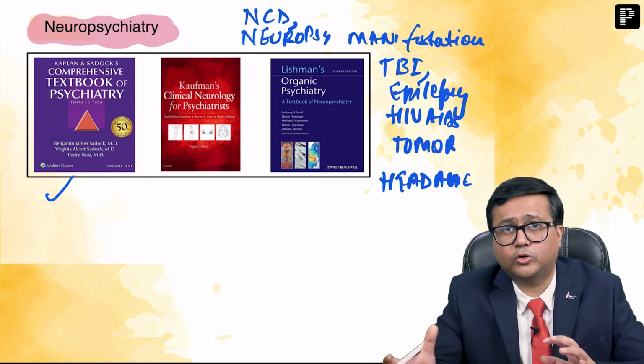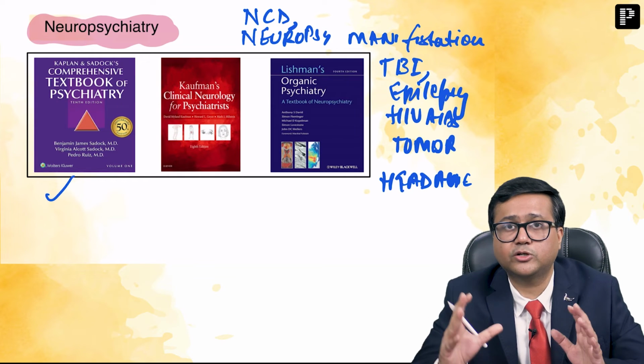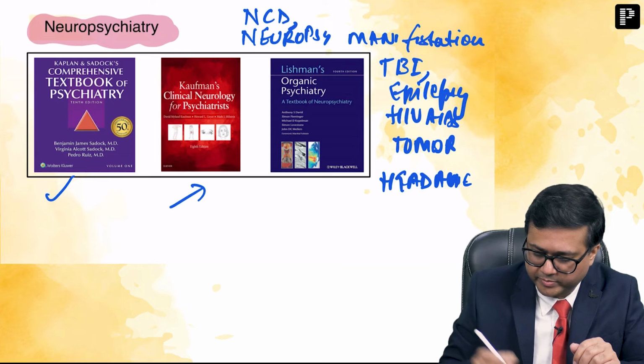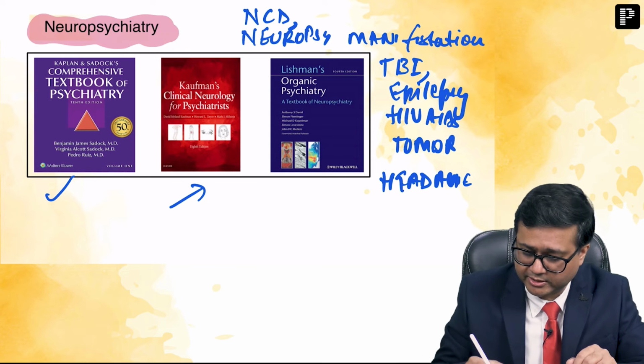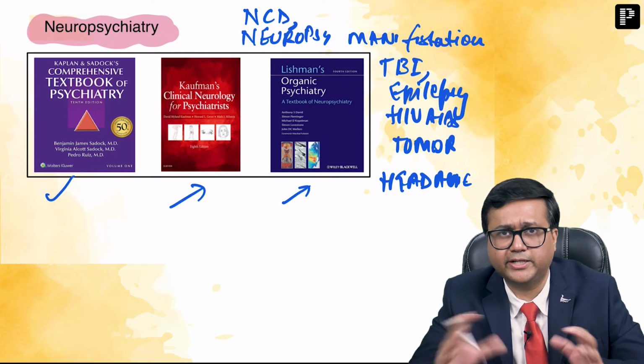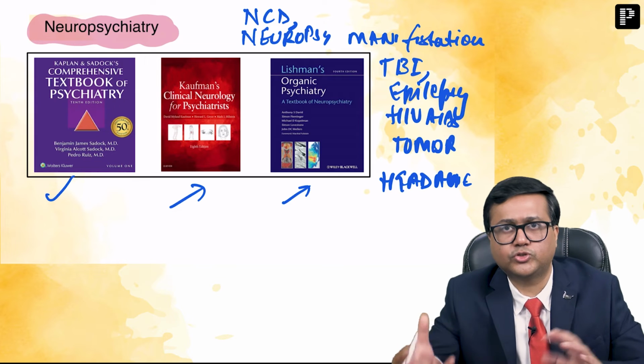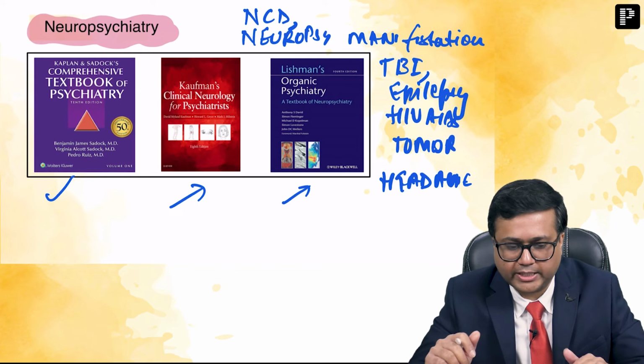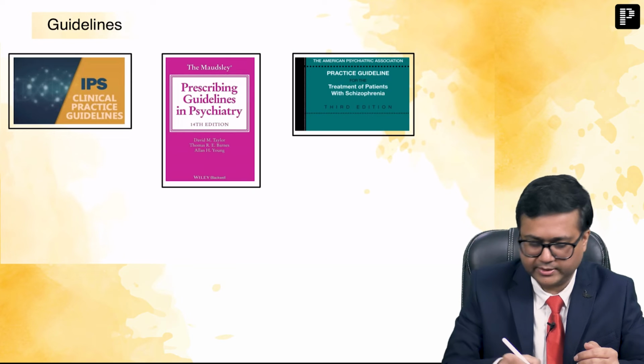Then there are also certain books solely focusing on neuropsychiatry, such as Kaufman's Clinical Neurology for Psychiatrists, and there is also Lishman's Organic Psychiatry. Again, you can choose which book suits you, and you can keep one of the books for neuropsychiatry as well. Now let's talk about the guidelines.